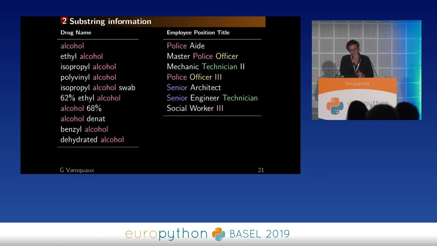In practice, if I look at my data sets, you can really clearly see this, that the substrings are in common. For instance, in this drug name data set, I can see that I have many different versions of alcohol, but they're all versions of alcohol, so there's alcohol in common everywhere. In my employee salary problem, I have substrings that are really meaningful. Police is in common, officer is in common, technician, senior. So the challenge is going to grab this information and capture those meaningful substrings.